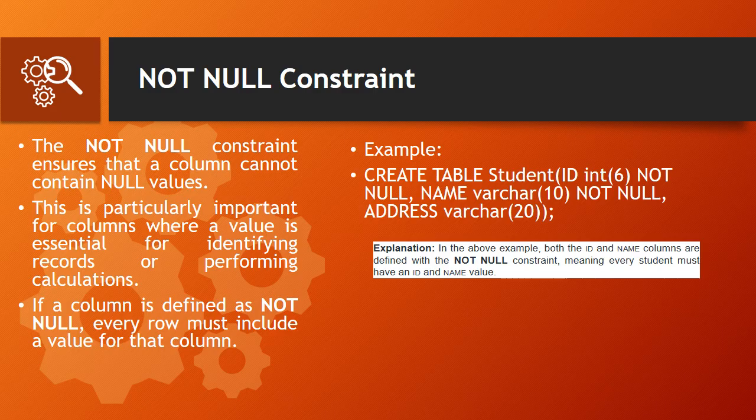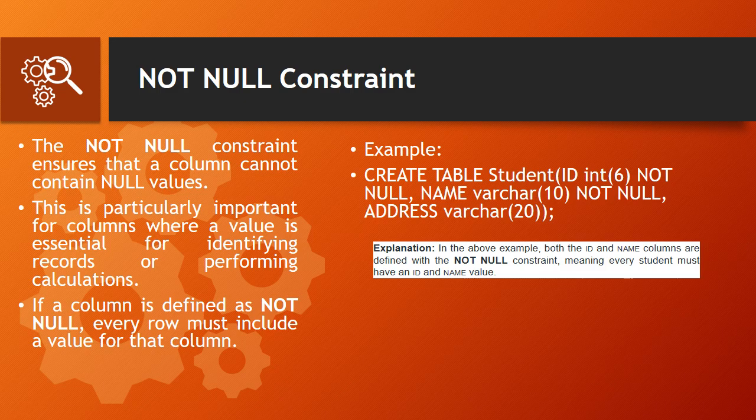First one, NOT NULL constraint. The NOT NULL constraint ensures that the column cannot contain a null value. It is important for a column where the value is essential for identifying the records or performing calculations. If a column is defined as NOT NULL, every row must include a value for that column.